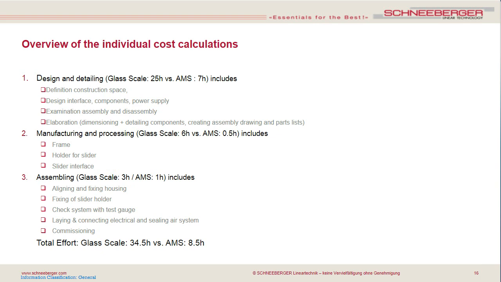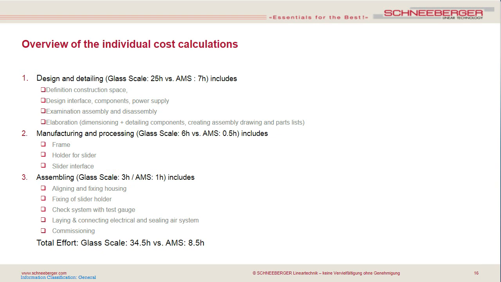Manufacturing and processing: glass scale takes 6 hours versus AMS just 0.5 hours. This includes frame, holder for slider and slider interface. Assembling: glass scale takes around 3 hours, AMS just 1 hour. This includes aligning and fixing housing, fixing of slider holder, check system with test gauge, laying and connecting electrical and sealing air systems, commissioning. Total effort: glass scale 34.5 hours versus AMS just 8.5 hours.